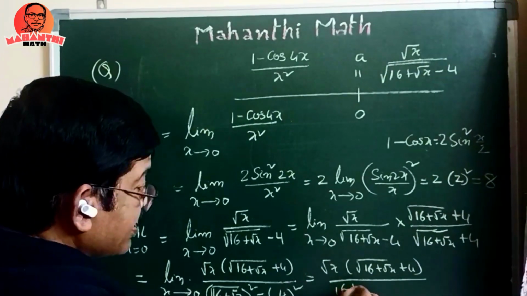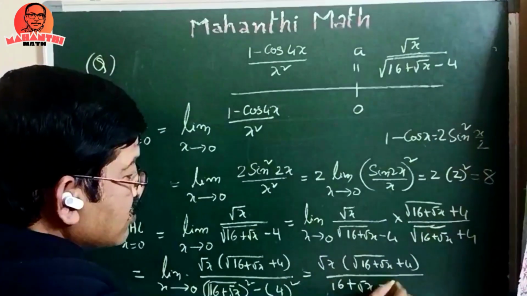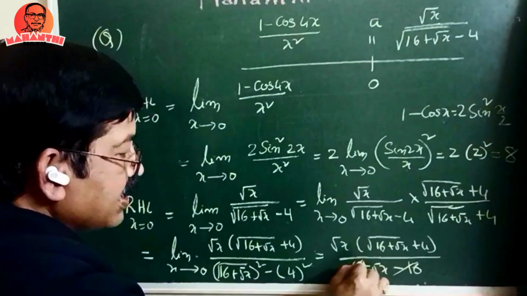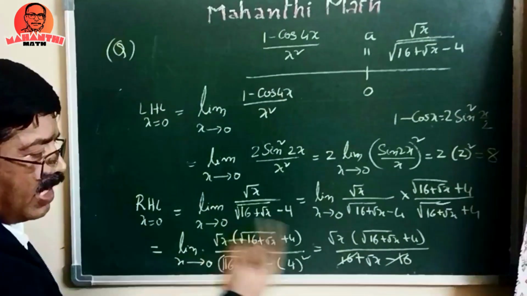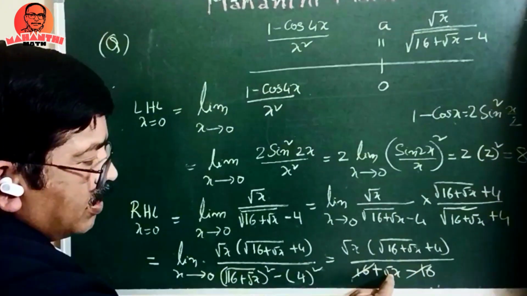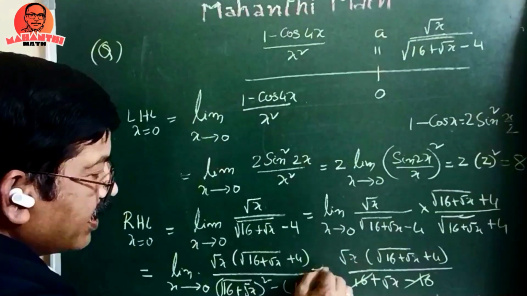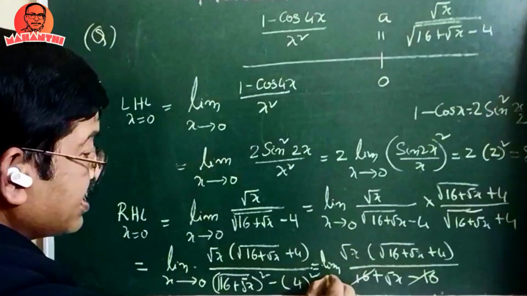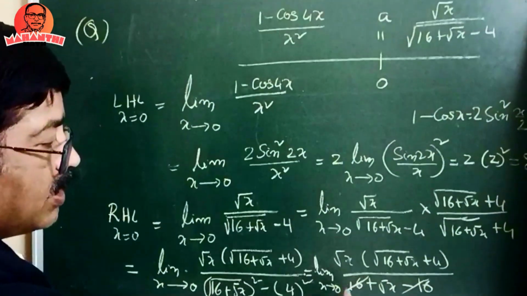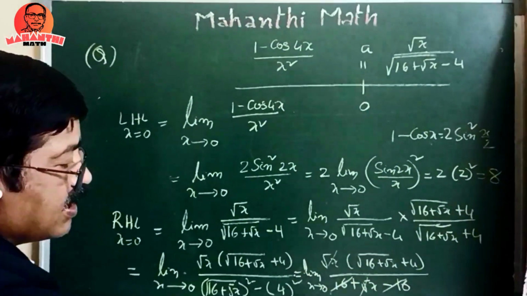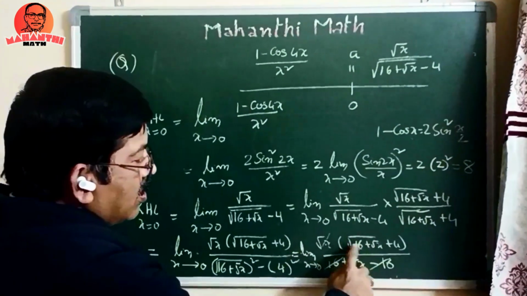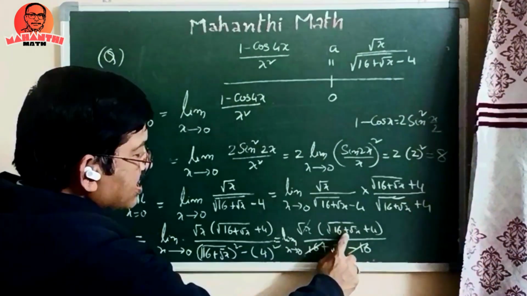It is 16 plus root x minus 4, square is 16. 16 gets cancelled. Next step, root x into something by root x. That root x also cancels. But here we should not forget to write limit x tends to 0. So next step, root x gets cancelled. Put x equal to 0. Root 16 plus 0, root 16, that is 4.